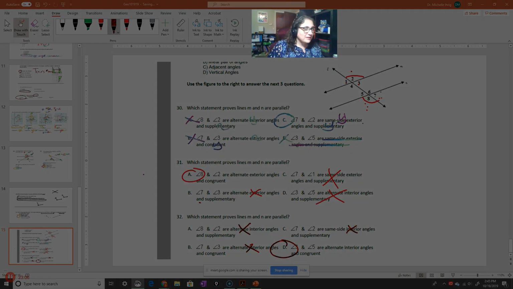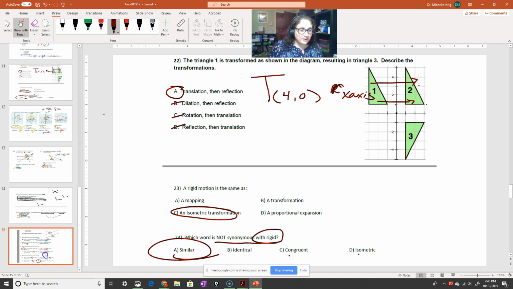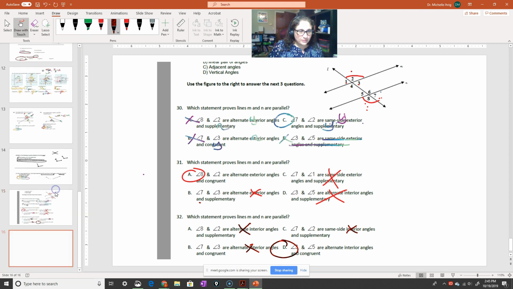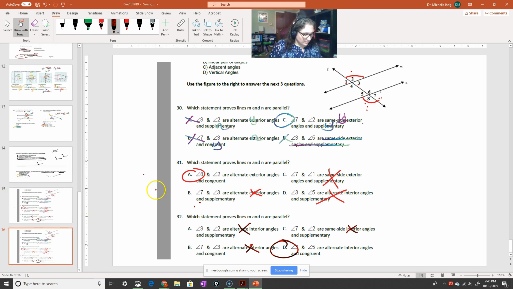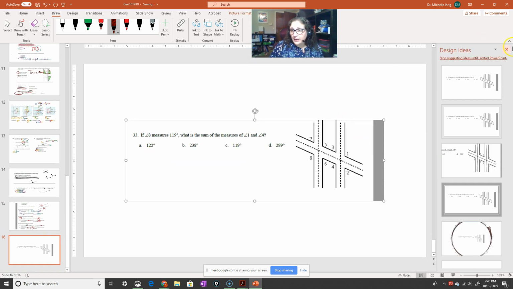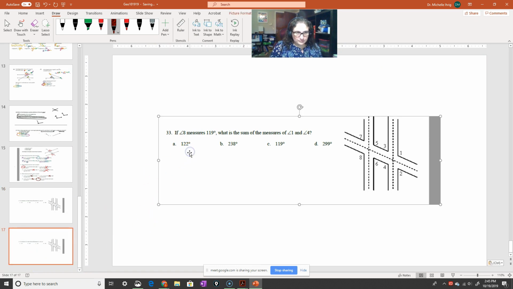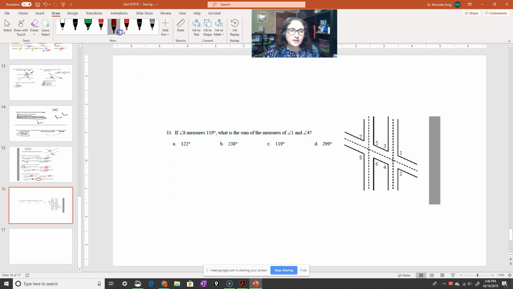This one, you have to kind of dissect the different parallel lines. So let me real quick duplicate. Okay, if 8 measures 119 degrees, how much do we have left? Hold on one second. Okay, if angle 8 equals 119, what is the sum of measures 1 and 4? Good thing we read that. So first, angle 8 is 119.